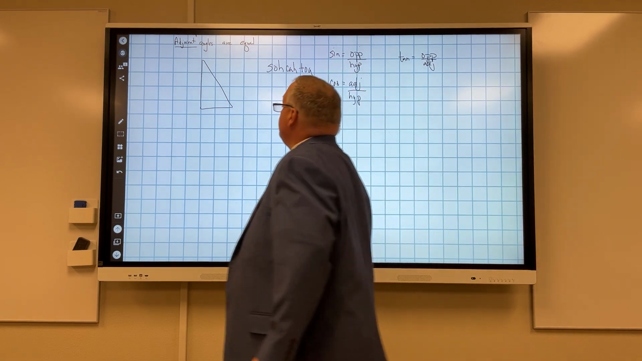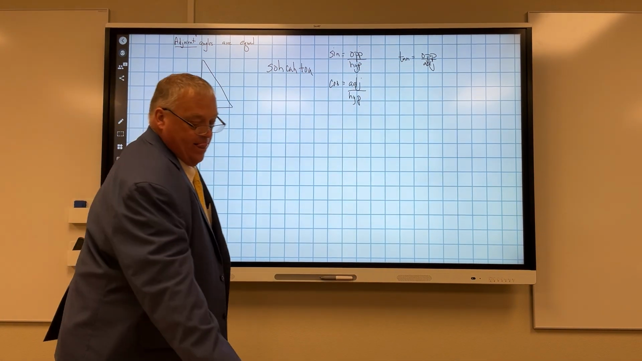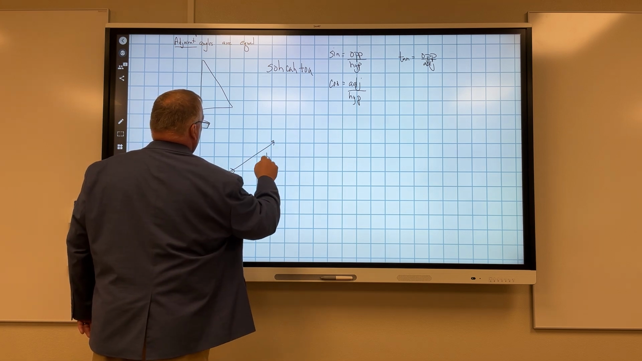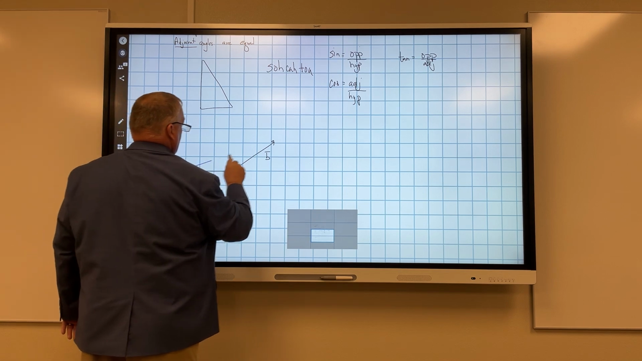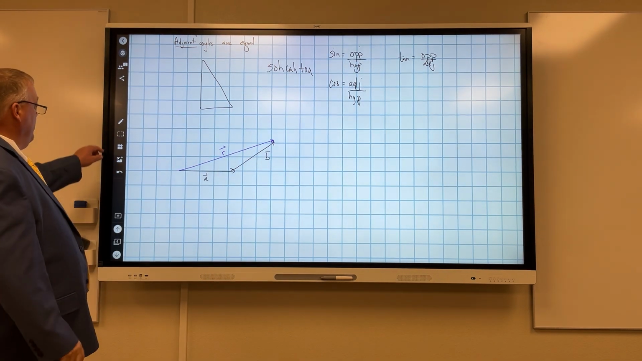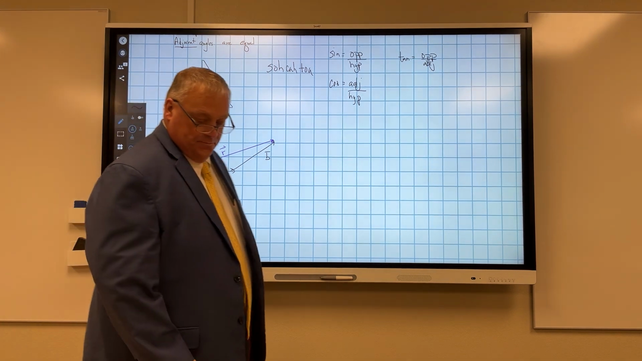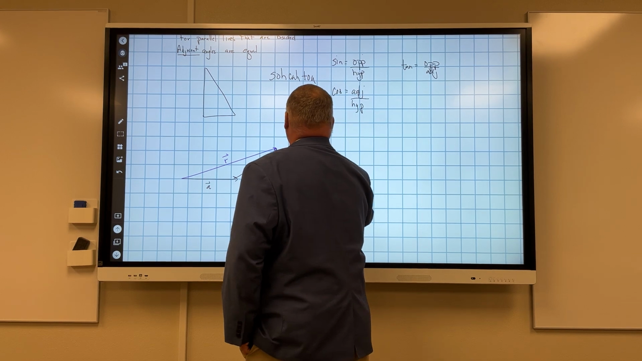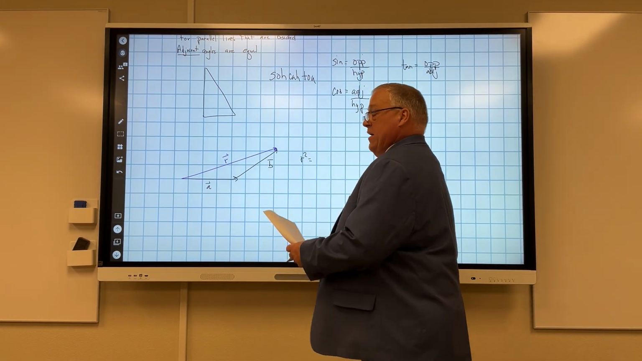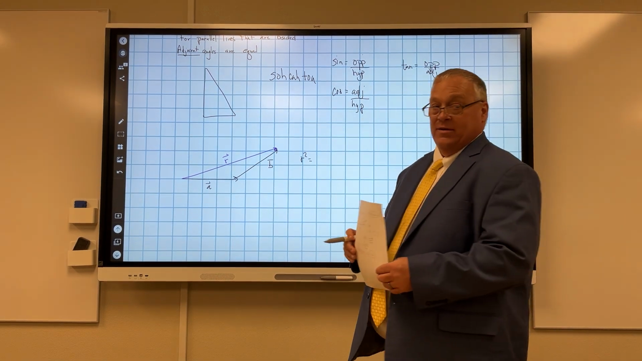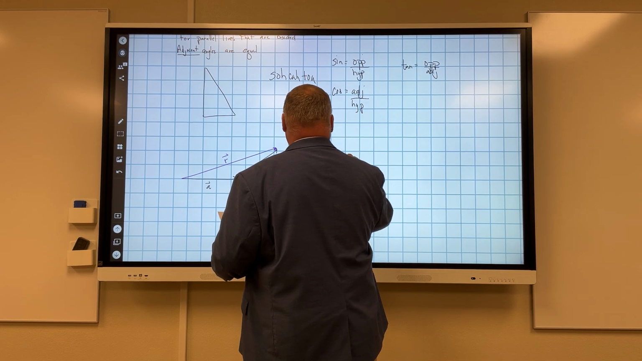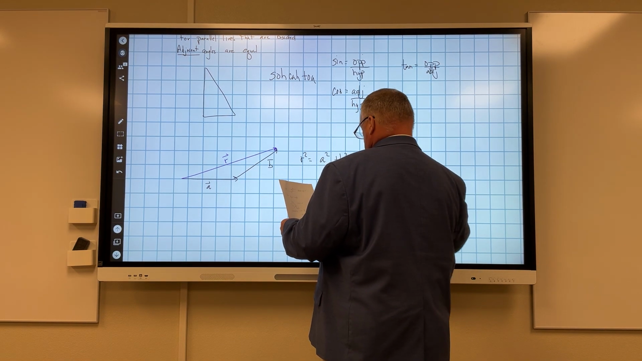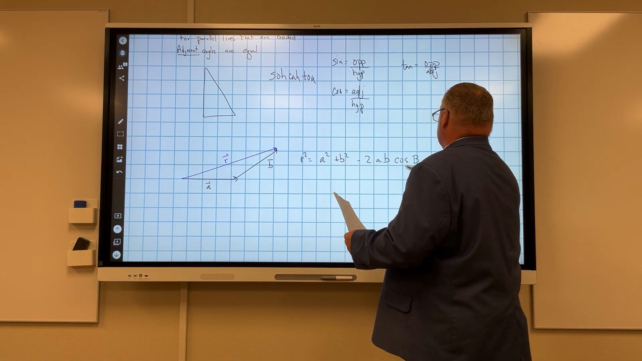The law of cosines. If I have a representation like that, the law of cosines says that r squared is equal to a squared plus b squared minus 2ab cosine of b. Y'all have seen the law of cosines, right? Y'all have used it before, right? All the time. Okay?